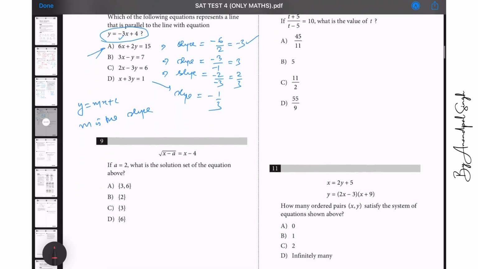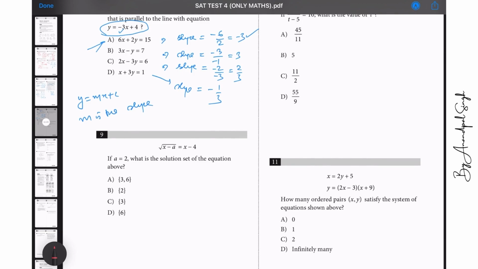Going to question number 9. If a equals 2, what is the solution set of the equation above? A equals 2 means we get root of x minus 2 equals x minus 4. So we will just plug in the values from the options given. Let us plug in 3. On the left hand side, I get root of 3 minus 2 equals 3 minus 4. It means 1 equals minus 1. No, it is not equal. So this is ruled out, and it means that this is also ruled out.